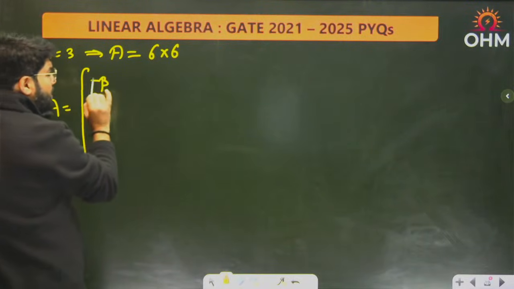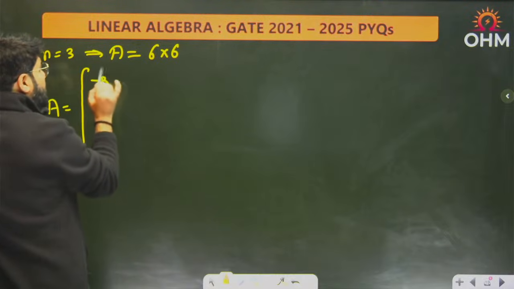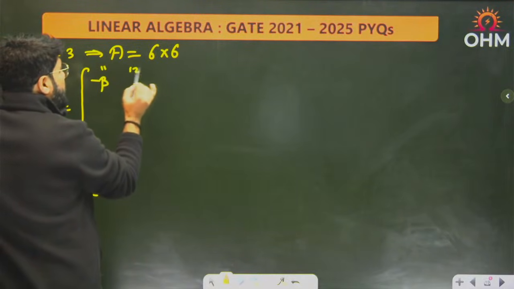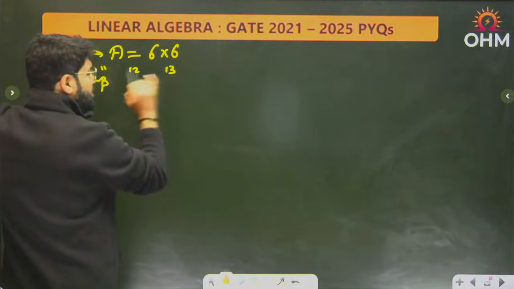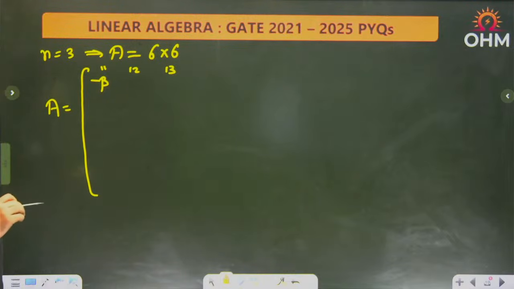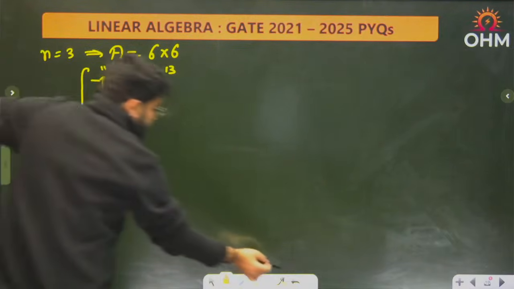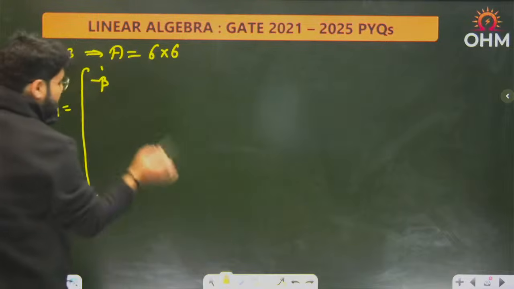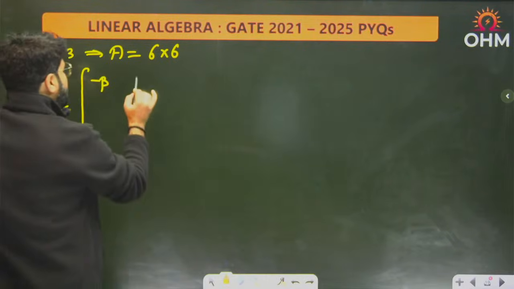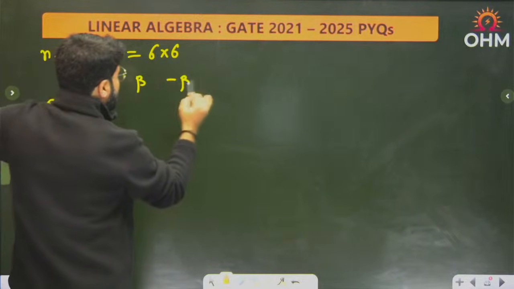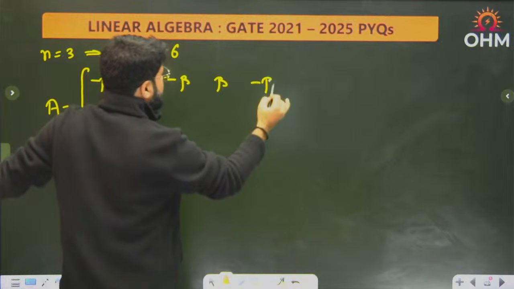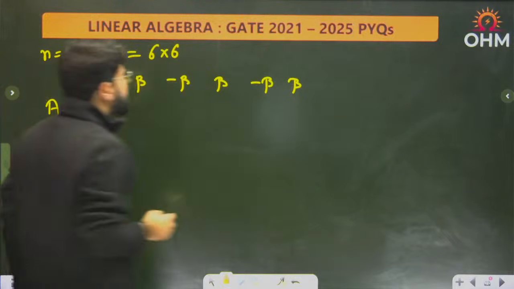Now remember, next will be just alternate only, because if 1,1 comes here, next will be 1,2: 1 plus 2 odd, 1 plus 3 even. The odd even will alternate. So if the first element is minus beta, next will be plus beta, then minus beta, plus beta, minus beta, plus beta. 6 elements because we have 6 columns.